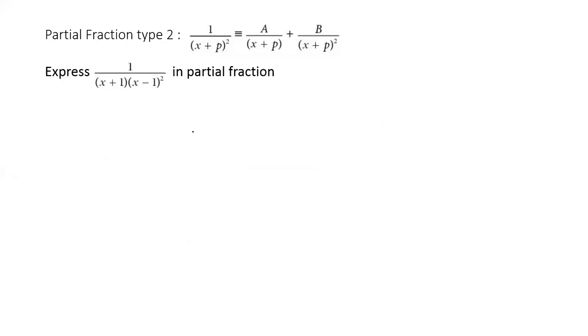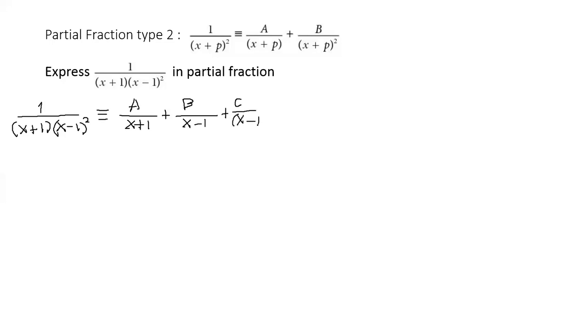This one, 1 over, similar to the previous problem, the strategy to find the solution: a over x plus 1 plus b over x minus 1 plus c over x minus 1 squared.